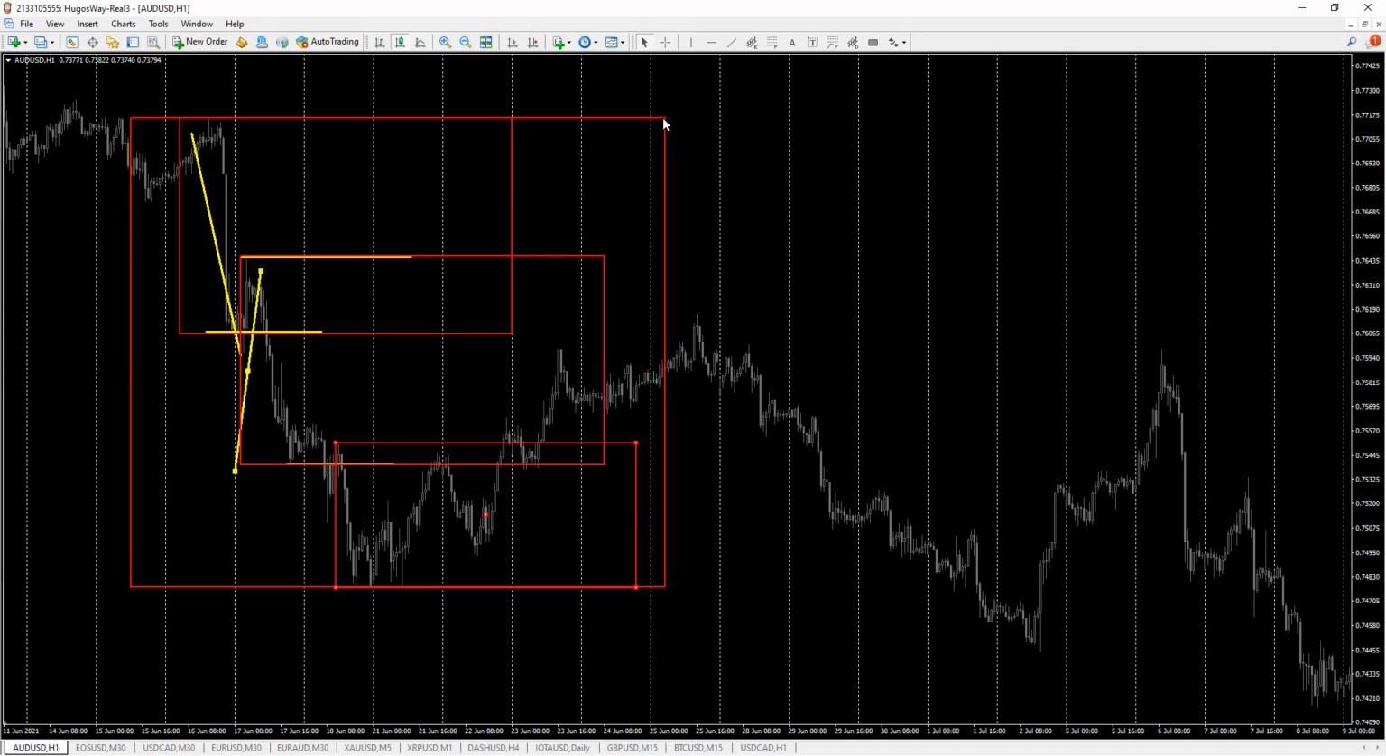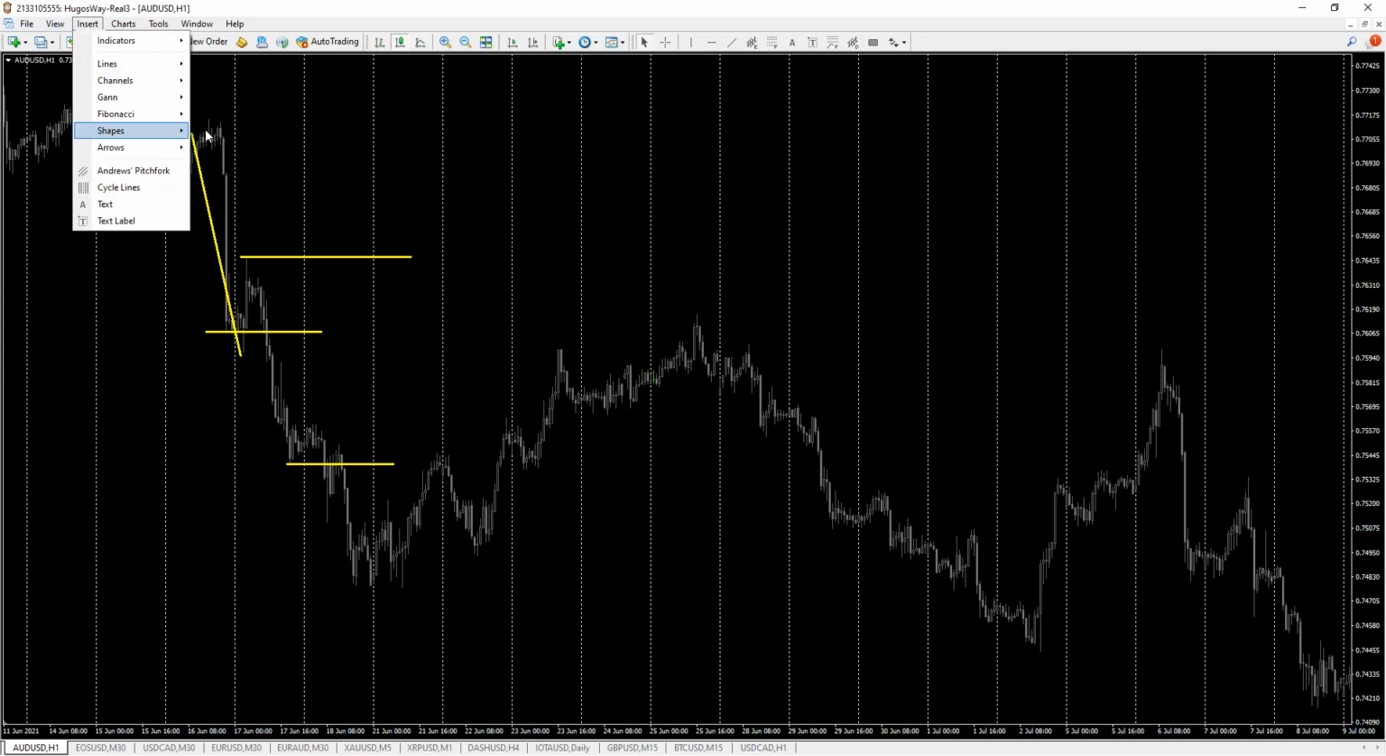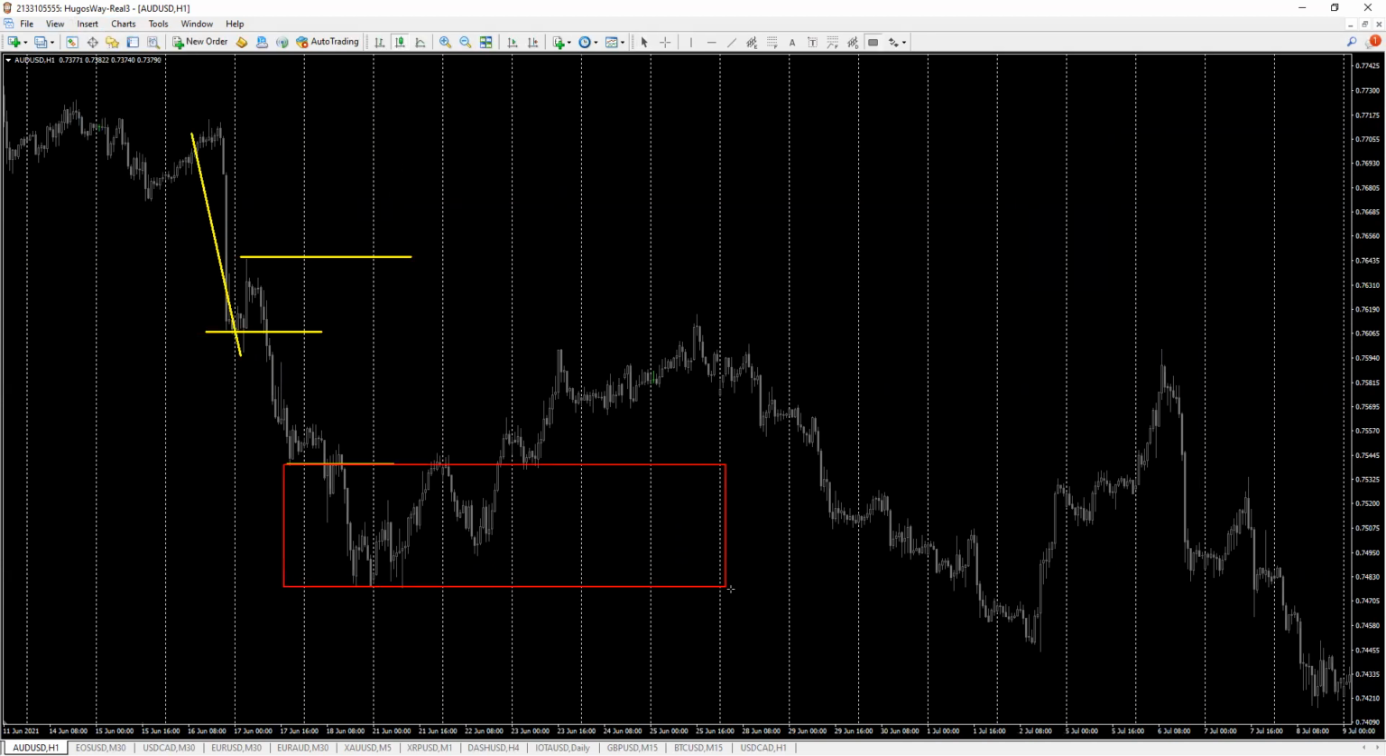Then continuing to count forward. Remember, level 1 becomes level 3 becomes level 1. Then you got level 2.